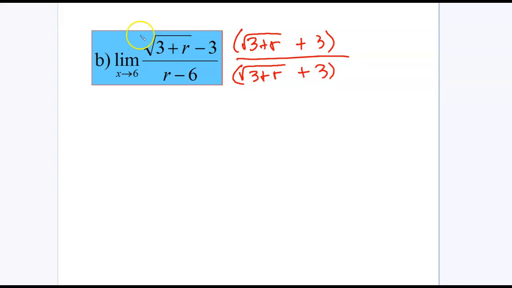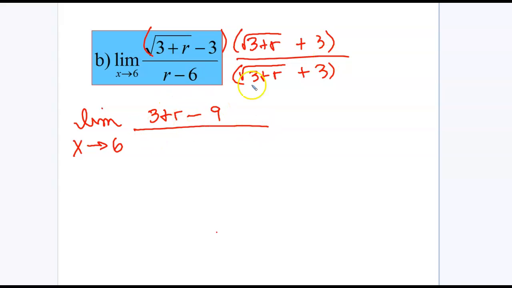Okay, so now we're just going to FOIL out our conjugates. Root 3 plus r times root 3 plus r is going to be 3 plus r. Again, the middle terms will cancel, and negative 3 times positive 3 is going to be negative 9. And again, we said do not multiply out the non-conjugates, just leave those as separate factors. Again, why am I doing that? Because somehow I have to get rid of this r minus 6, because plugging 6 in there results in 0.